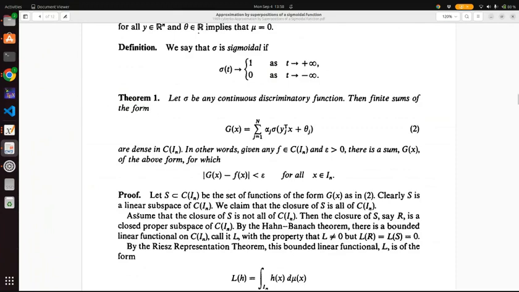finite sums of the form G(x) equal to the sum. Look here, inside the sum, we have the activation function sigma. As the argument of the activation function, I have a linear transformation plus a bias, so an affine transformation. And then these values are again linearly combined. Okay, can you recognize from here a neural network with 2 layers?